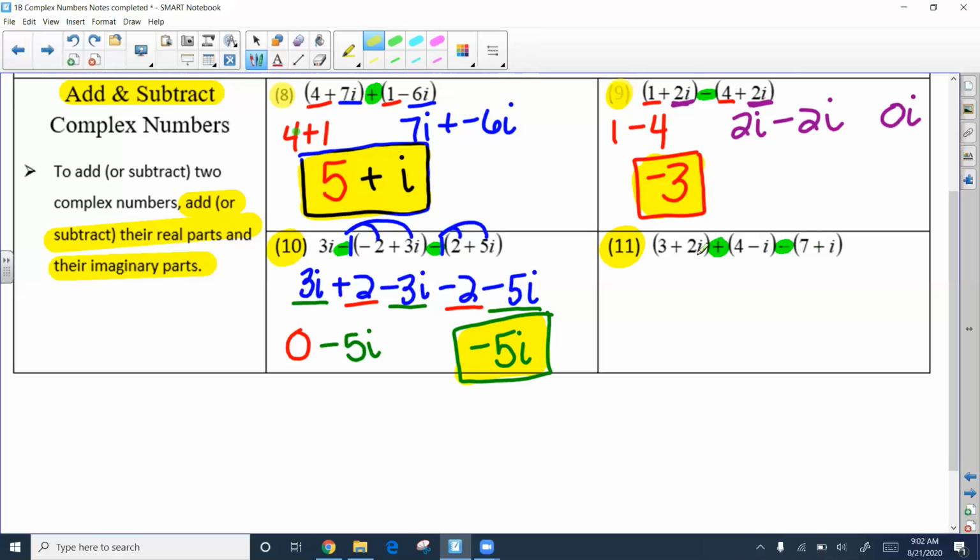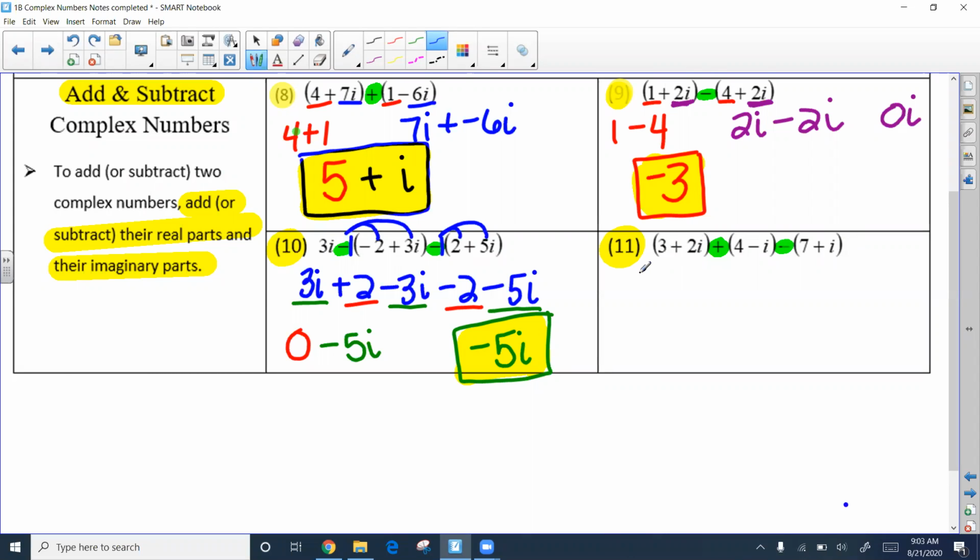Write down example 11. We have (3 + 2i) + (4 − i) − (7 + i). Now, just like when you're adding, you can add the first two together and then subtract, or we can do like we did on number 10 and simplify all the signs and then combine all the real parts and all the imaginary parts at once. So I'm going to go ahead and do that.